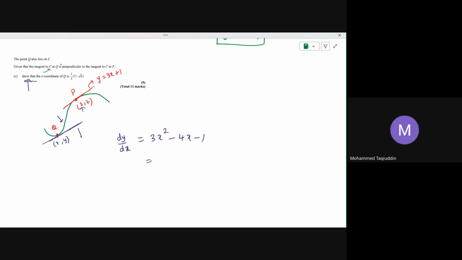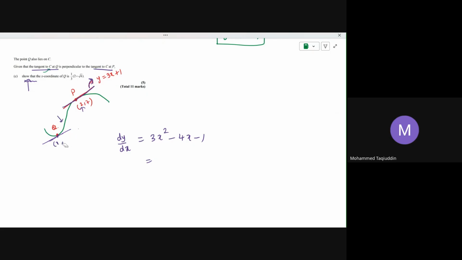But the thing is, given that the tangent to C at Q is perpendicular to the tangent to C at P. What does this mean? This tangent is the tangent to C at P, isn't it? The tangent to C at P is this one, and the tangent to C at Q is this one. Unfortunately here, they are perpendicular. So that means the graph will not look like this. Is that clear? So it will look something different.